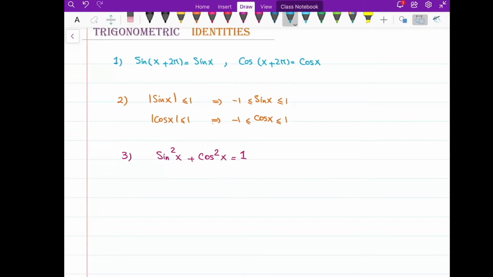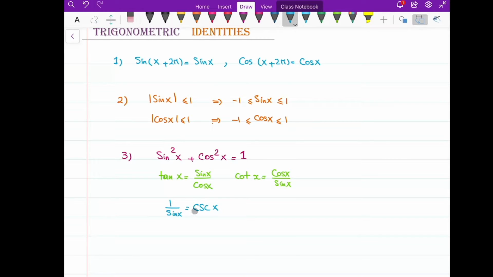Then we have tan of x, which is equal to sine of x over cosine of x. Cotan of x is cosine of x over sine of x. Okay? Then we have 1 over sine x, which is equal to cosecant of x. It is the name of it. The cosecant is another trigonometric function, and we define it as 1 over sine of x.